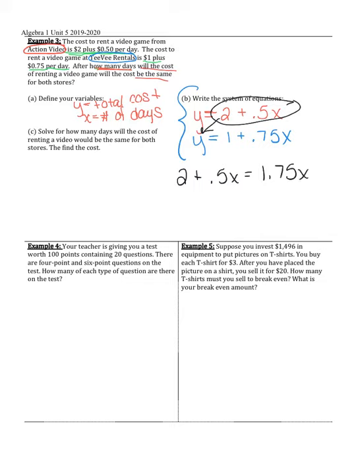Let's just hold the phone here. I made a mistake. Gotta find my eraser. Give me a second. Here we are. So that's 1 plus 0.75x. That looks a lot better, right?